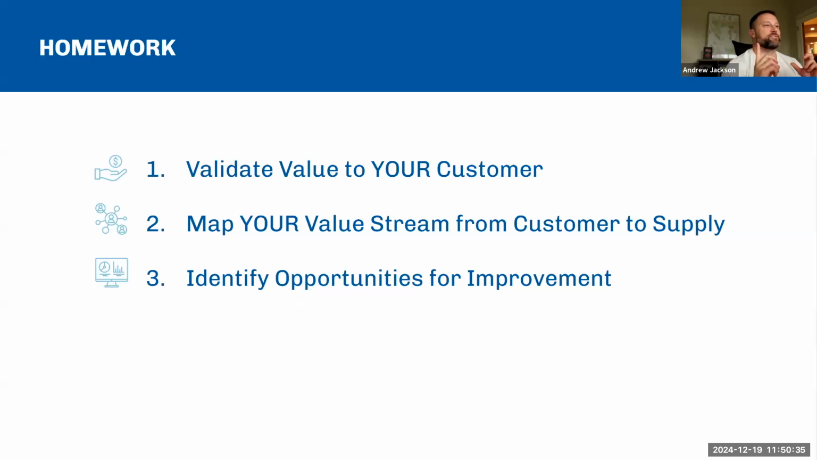Your homework assignment, should you choose to accept it, is to remember to validate value to your customers, whatever it is for you. Two, map your value stream. Again, start with the customer and work backwards into the supply until the value gets back to the customer. And number three, identify opportunities of improvement. Where do you see excess communication? Where do you see too many systems? Where do you see signal waiting for your customer for too long? Where do you see opportunities to reduce that time?